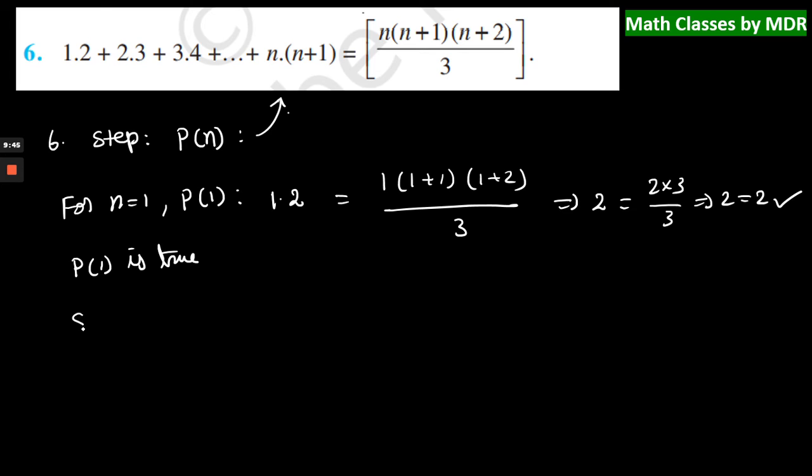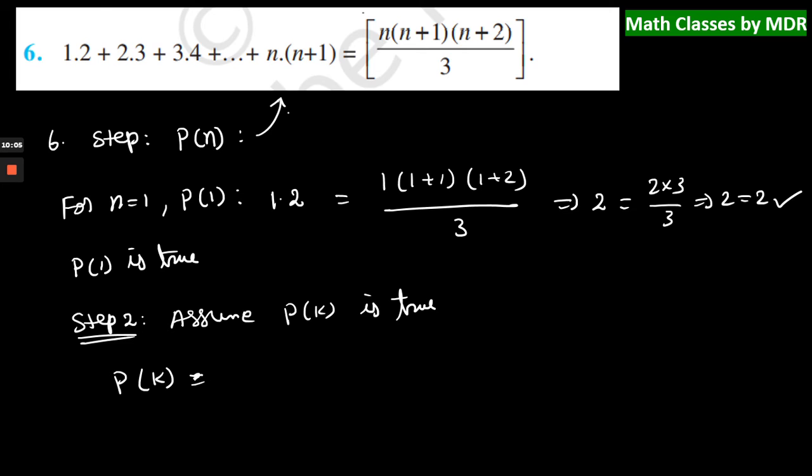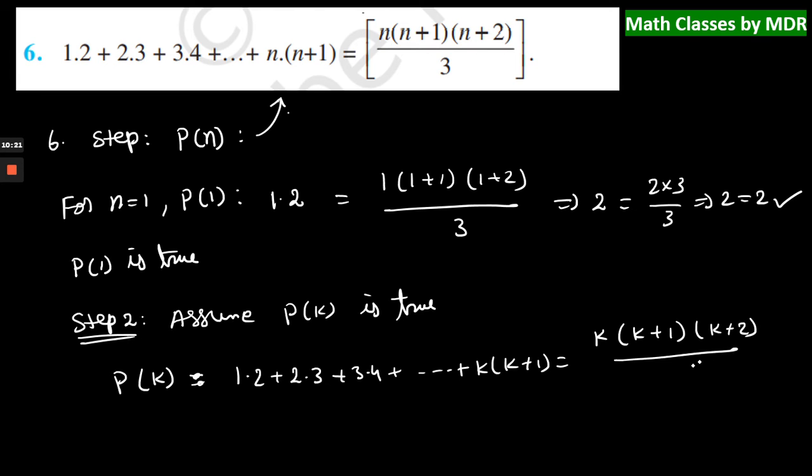Now we can go with step 2. What is step 2? We assume that P(k) is true. And what is P(k)? P(k) is 1 into 2 plus 2 into 3 plus 3 into 4 plus ... plus k into (k plus 1), which is equal to, wherever you have n, just replace by k: k(k plus 1)(k plus 2) by 3. This is P(k), and we assume it is true.